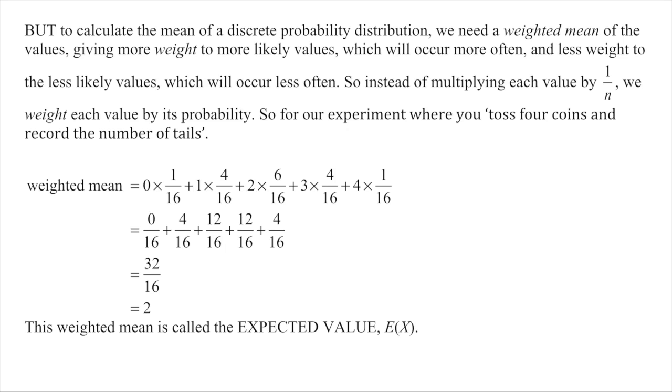So let's come back here. If we use the formula, we'd say 0 tails happens 1/16 of the time. 1 tail happens 4/16 of the time. 2 tails, 6/16 of the time. 3 tails, 4/16 of the time. 4 tails, 1/16 of the time. Figure all of those out, put it into your calculator, you get 2. So this weighted mean is called an expected value of X. An expected value when you're dealing with flipping 4 coins, and we would expect to get 2 tails.